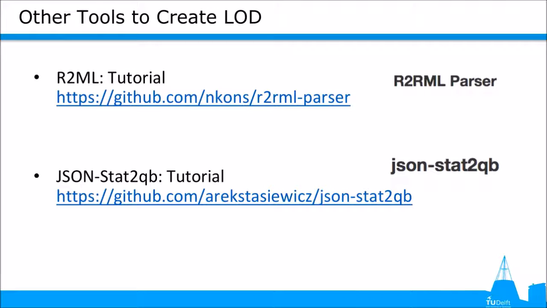There are other tools for creating LOD provided in the OpenCube toolkit. For example, R2RML, which you can find the software and syntax from GitHub, the r2rml parser, and JSON.qb from GitHub.